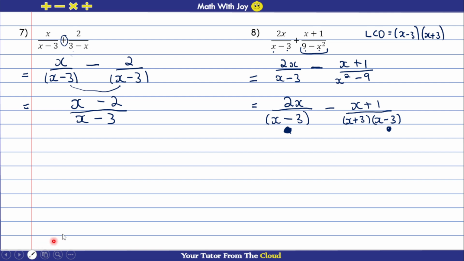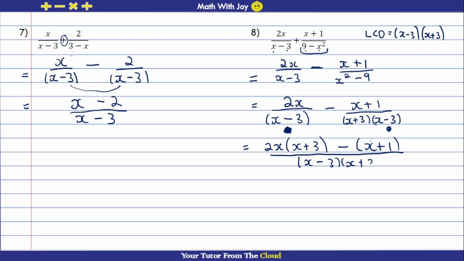So I'm going to write out that I'm going to have now 2x multiplying the bracket x plus 3. Then I take the minus the bracket x plus 1, which I do nothing to it. I write that in brackets because the negative still has to multiply inside. Put all of that over the LCD, which is x minus 3, x plus 3.